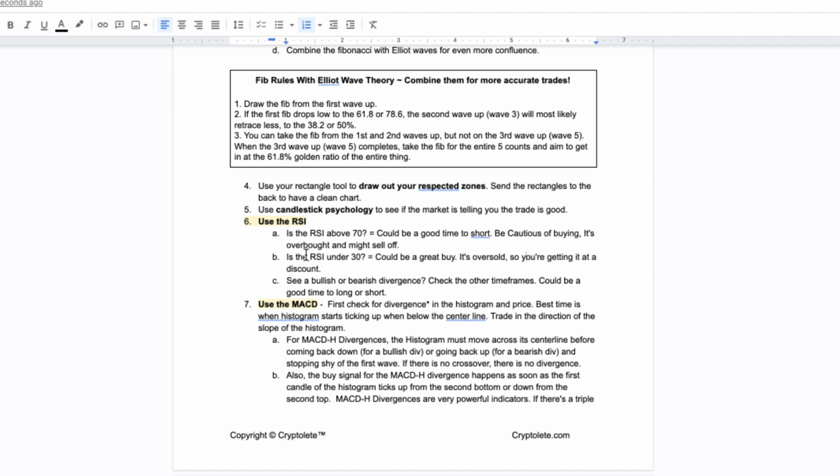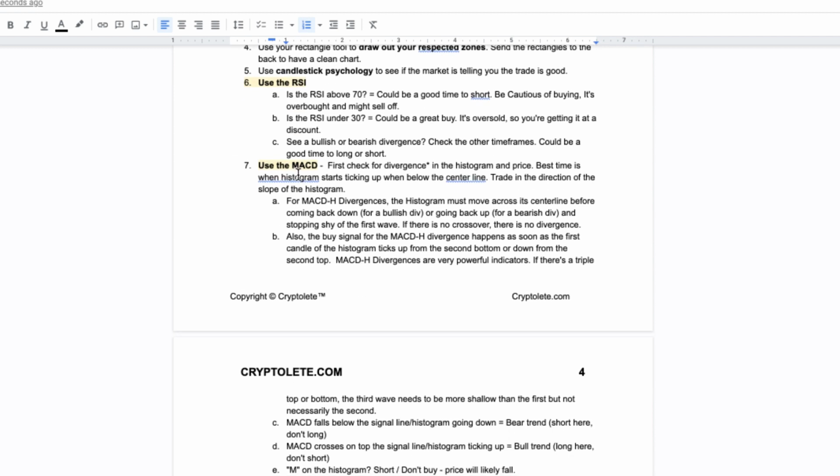The RSI is one of the best tools. See a bullish or bearish divergence, check the other time frames. Could be a good time to long or short. If you see bullish or bearish divergences in the RSI, that is a great indicator. Finally, the MACD, well, not finally, but number 7, use the MACD.